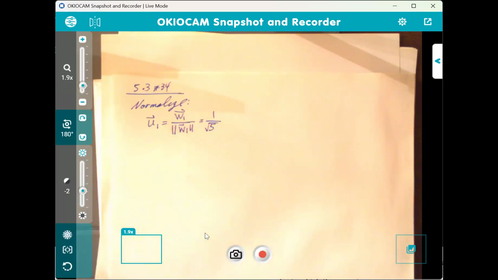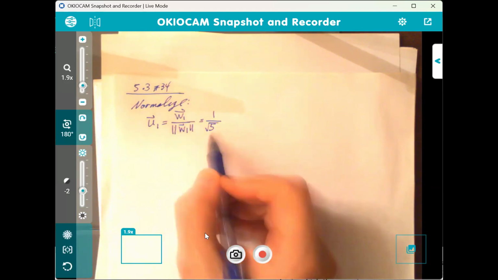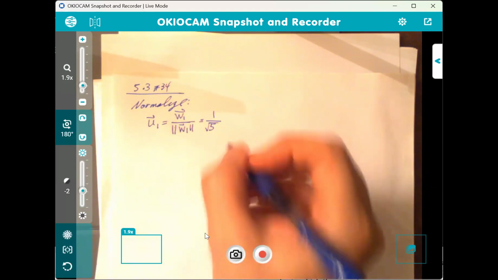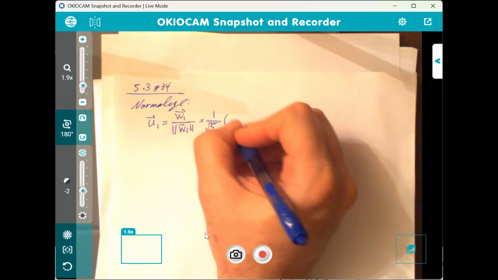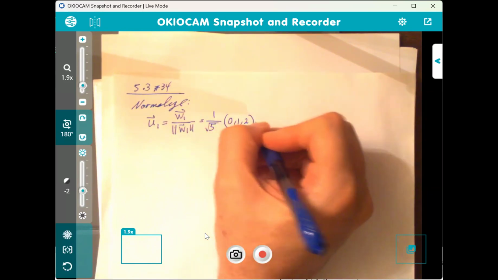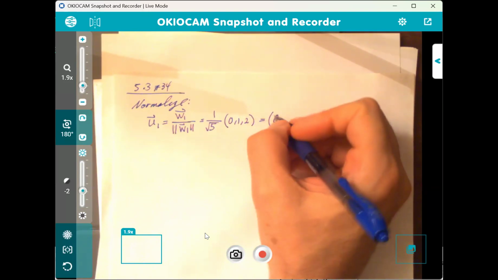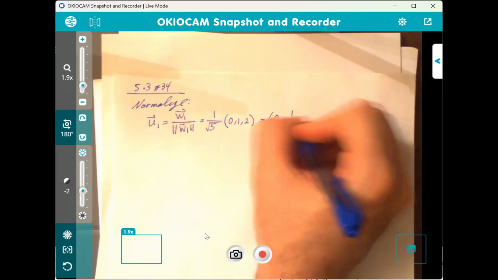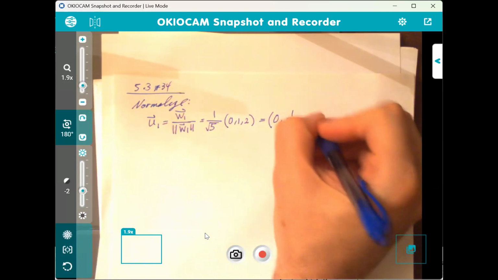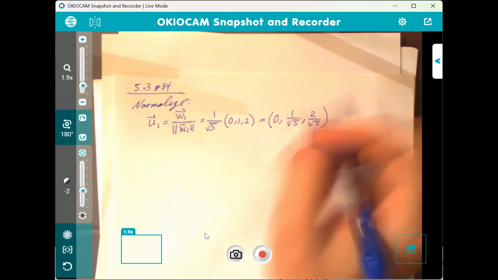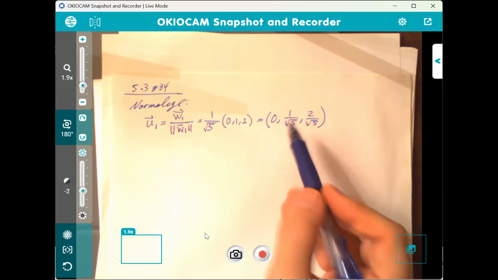Because W1 dotted with W1 gave you 5. The magnitude of W1 would be square root of 5 now. Multiplied by W1, which is 0, 1, 2. And this will give us our first orthonormal basis vector: 0, 1 over root 5, 2 over root 5. This vector has a magnitude 1.